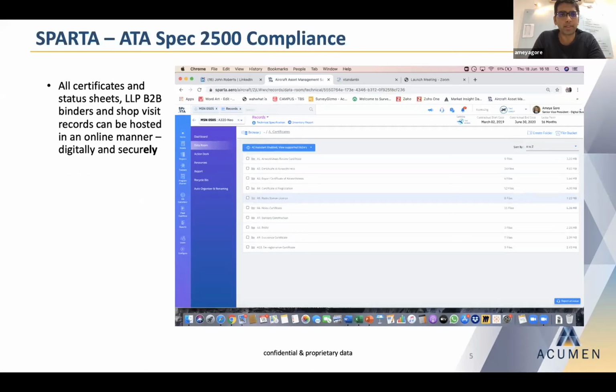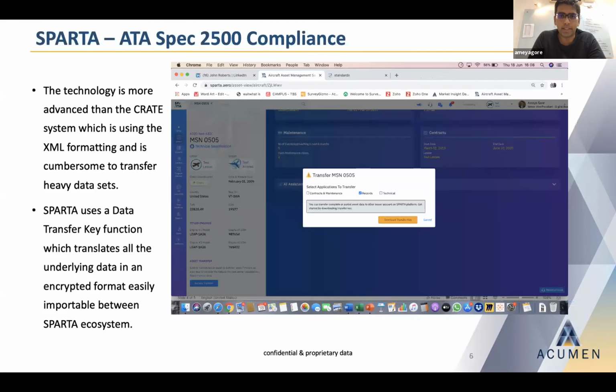What is also important is ensuring all the B2B LLP binder, shop visit records, and certificates are maintained digitally and securely. That as well is in compliance with the Spec 2500 requirements. However, the most important bit is the data transfer mechanism that ATS Spec 2500 requires, and it still refers to, I believe, the technology of the crate system or XML formatting, which in today's case is extremely challenging because of the technology shift that we see from the previous Microsoft or the previous technology products compared to today's coding languages of these platform systems.